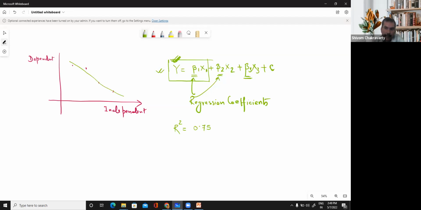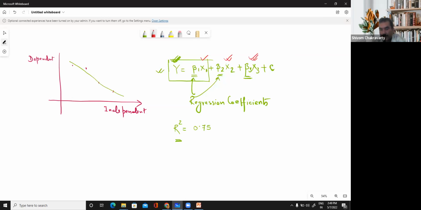So one important thing to notice is as we keep on including more and more independent variables, this R square will keep on changing. First, suppose we have only one variable x1, then we will get some R square. Then we include one more variable x2. The R square will change. R square will increase or decrease. Then we include the third variable x3. Again, R square will change. It will increase or decrease.